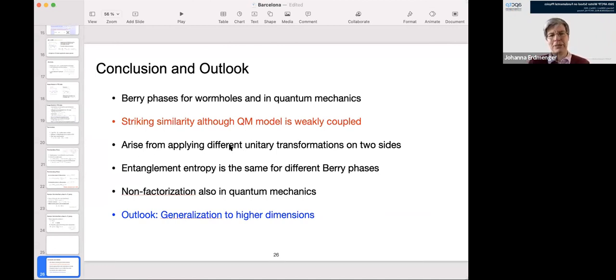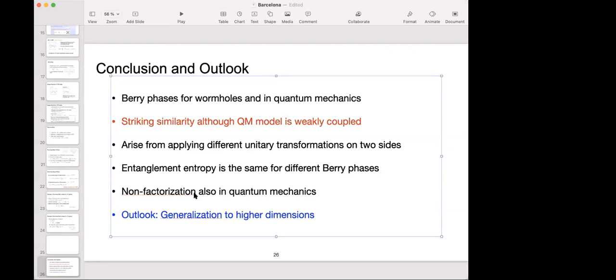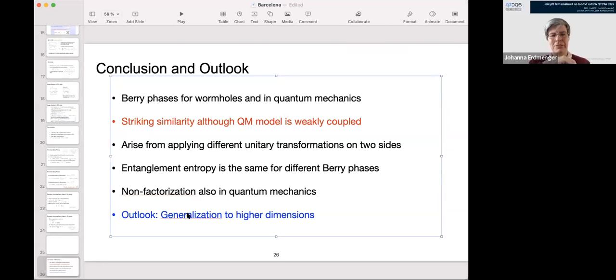And it arises from applying different unitary transformations on the two sides, either on the left and right hand spin or on the two sides of this wormhole. The upshot is that the entanglement entropy is the same for different Berry phases. And in the simple quantum mechanical model that I discussed, there's also such a non-exact symplectic form. So the non-factorization that is seen in wormholes is now also seen in this very simple quantum mechanical model. One plan would be to generalize this to higher dimensions, for instance. Okay, I think I should stop here and ask if there are any questions about this part of the lecture.